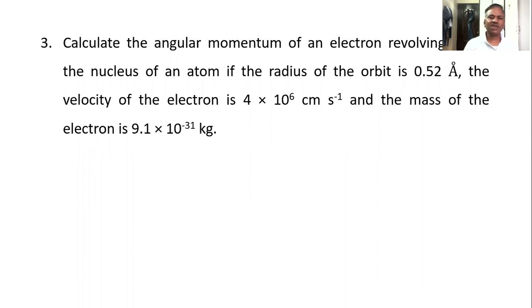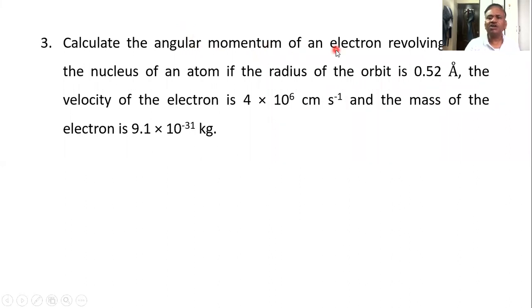Okay. Third one. Calculate the angular momentum of an electron. Angular momentum is nothing but L. Around the nucleus of an atom, if the radius of the orbit is 0.52 angstrom, you need to convert angstrom to meter. And the velocity of the electron is 4 into 10 to the power of 6 centimeter per second. See, it is centimeter, don't use directly. You need to convert into meter per second. And the mass of the electron is so much.